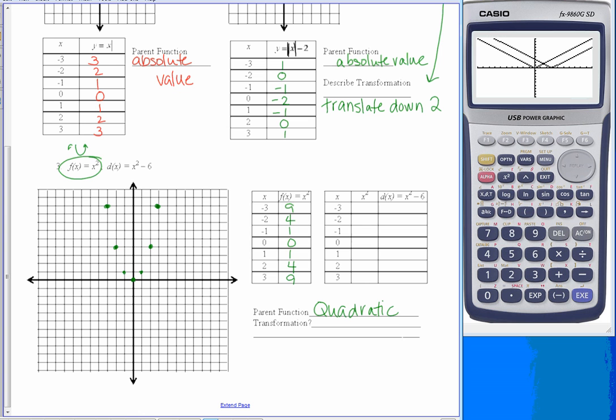All right, so my next function that I'm supposed to graph is x squared minus 6. When I go to graph this, I should look at it and say, oh, x squared, that's a U shape. The minus 6 is on the end. That's outside. Outside is an up-down change, so this should move me down 6. So my transformation is either translate or move or slide or shift down 6. So I'm going to start out from my origin, and I'm going to scooch down 6.